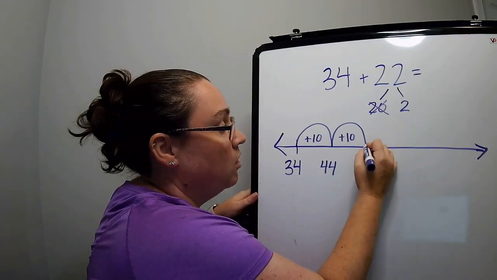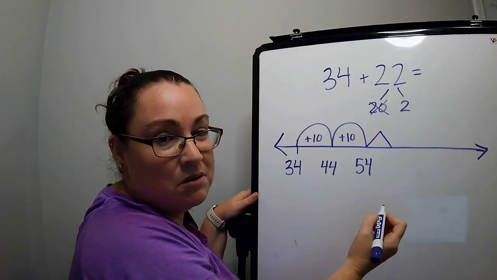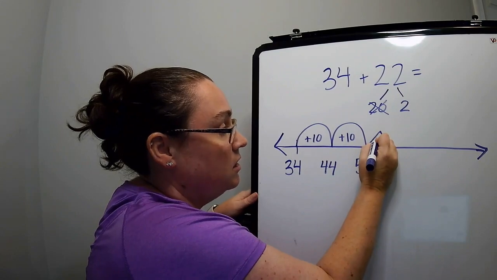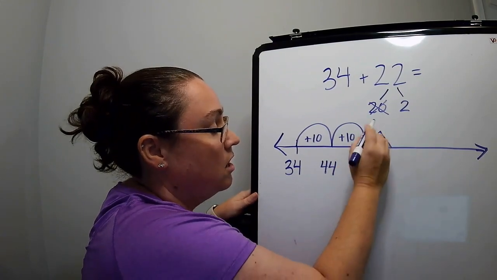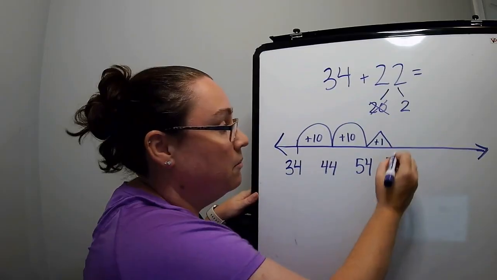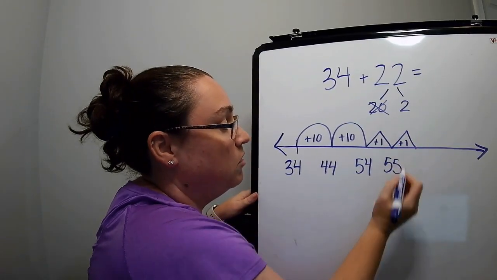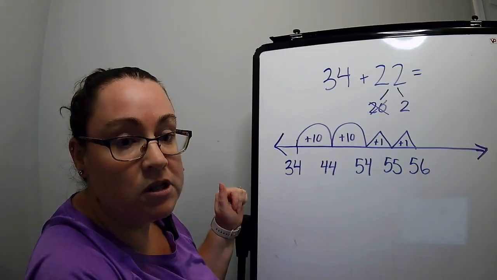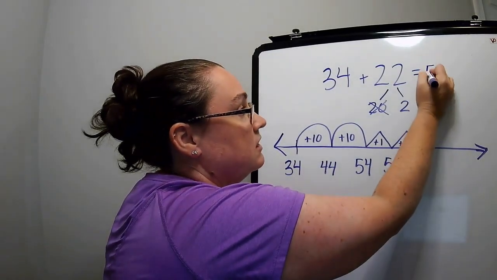Now I'm going to make jumps of ones. I like to use triangles when I'm jumping ones just to show the students the difference between the tens and the ones. I'm adding 1, 54 plus 1 is 55. And then I need one more jump, plus 1. So 55 plus 1 is 56. The answer for my problem, 34 plus 22, is 56.